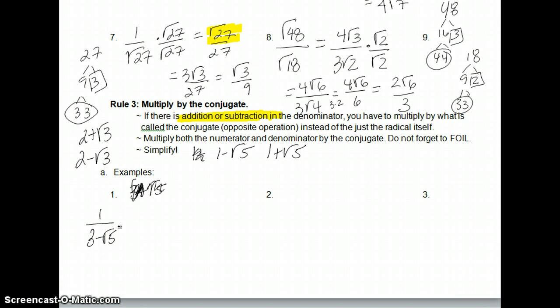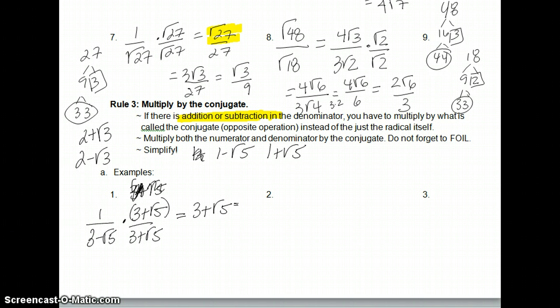So first you have to figure out what the conjugate is, and the conjugate's going to be 3 plus root 5. So you have to multiply both the numerator and the denominator by 3 plus root 5. Now what's nice about the numerator is that you're just multiplying it by 1. So this is 3 plus root 5.